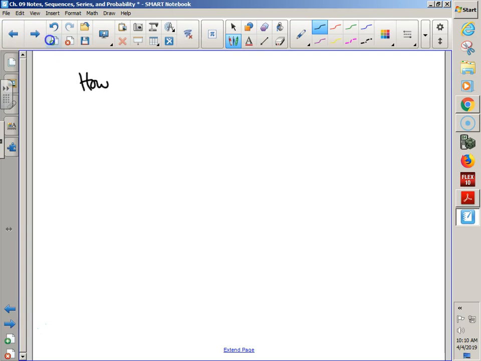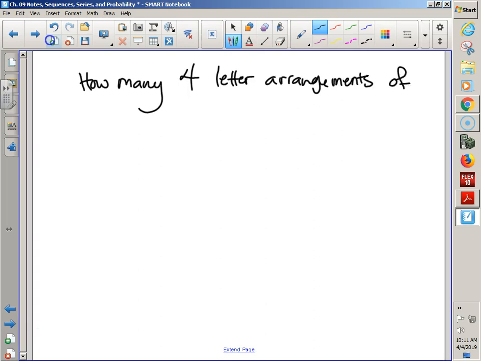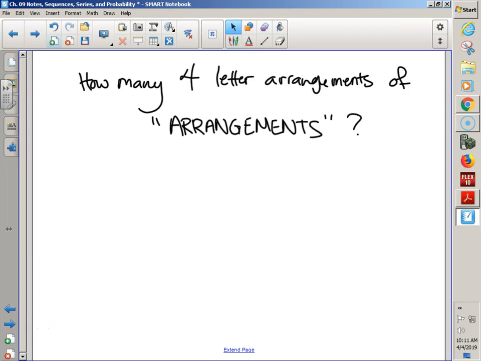How many? Last one for this. How many 4-letter arrangements of "arrangements" are possible? 4-letter arrangements.